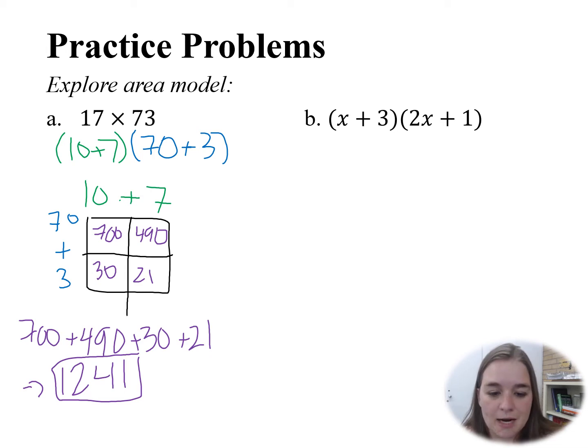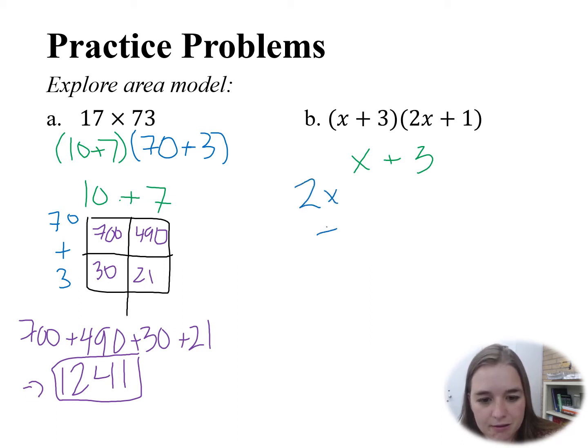So just like before, I'm going to rewrite it. I'm going to take that first expression and I'm going to write it horizontally. And I'm going to take the second expression and I'm going to write it vertically, 2x plus 1. Like before, I'll extend those addition symbols to make my chart.